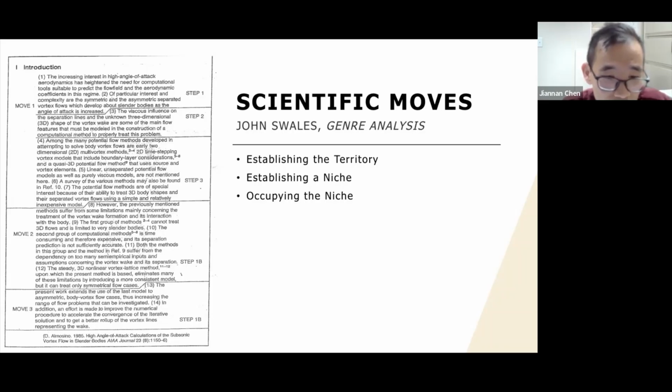Both the methods in this group and the method in reference 9 suffer from the dependency on too many semi-empirical inputs and assumptions concerning the vortex wake and its separation. The steady 3D nonlinear vortex lattice method, upon which the present method is based, eliminates many of these limitations by introducing a more consistent model, but it can treat only symmetrical flow cases.